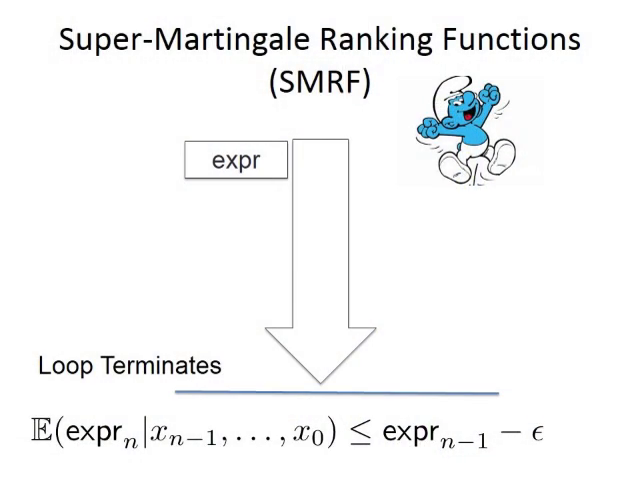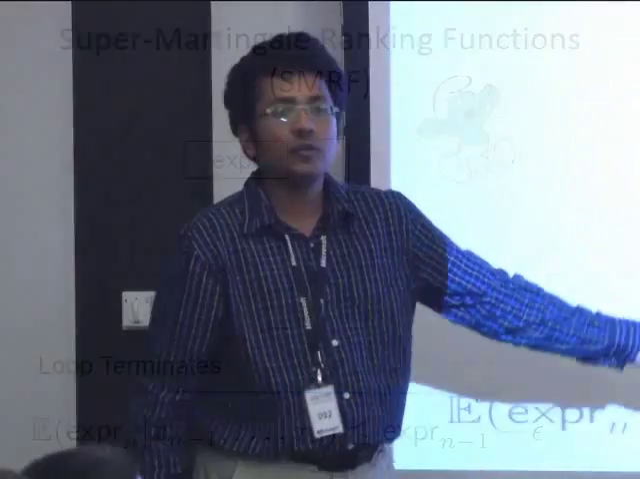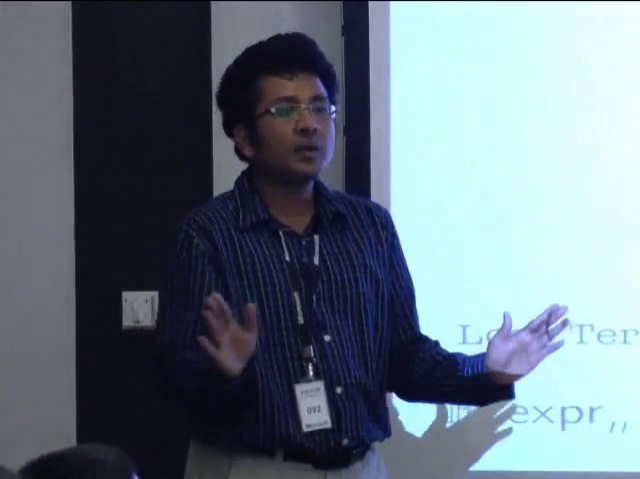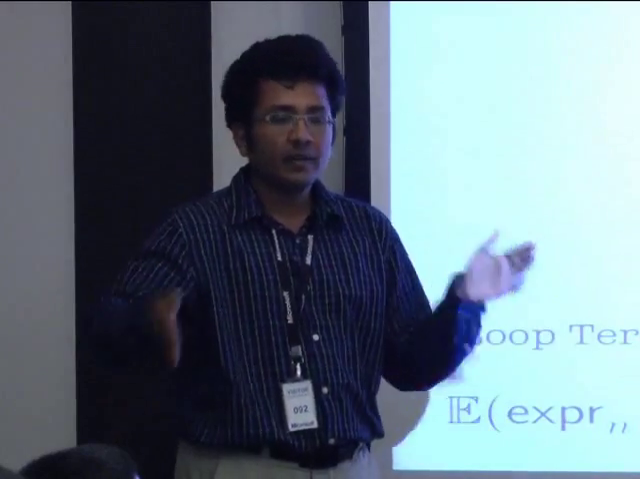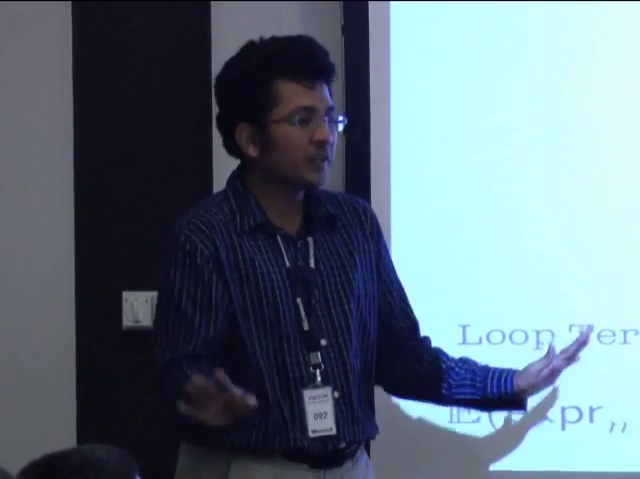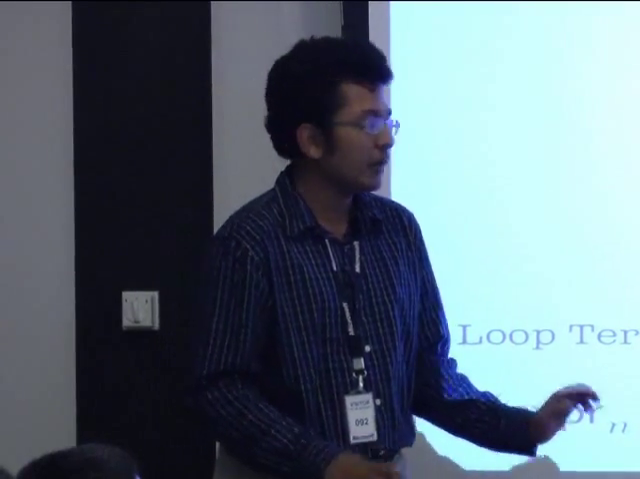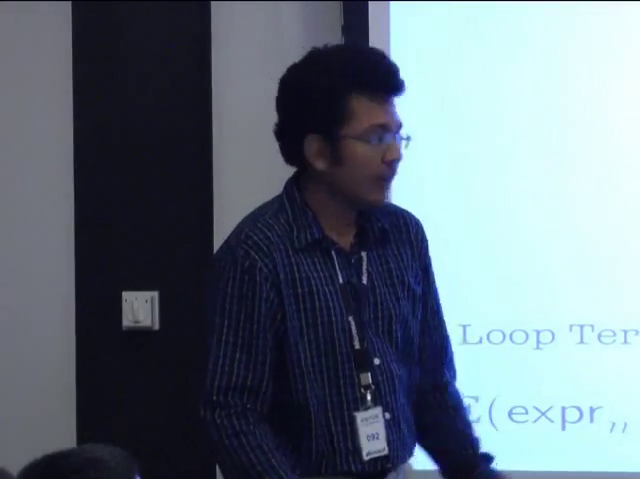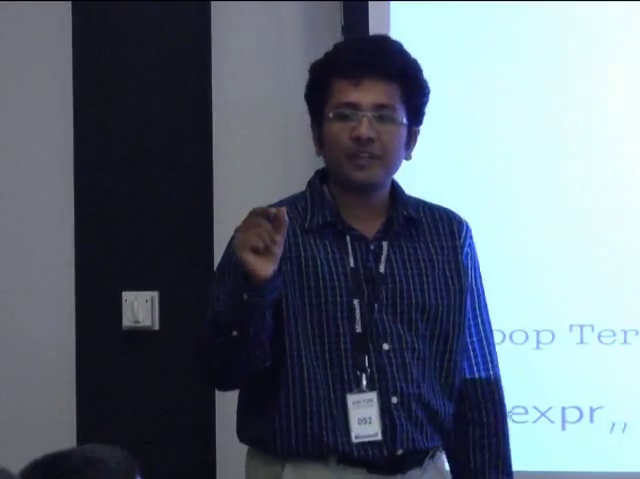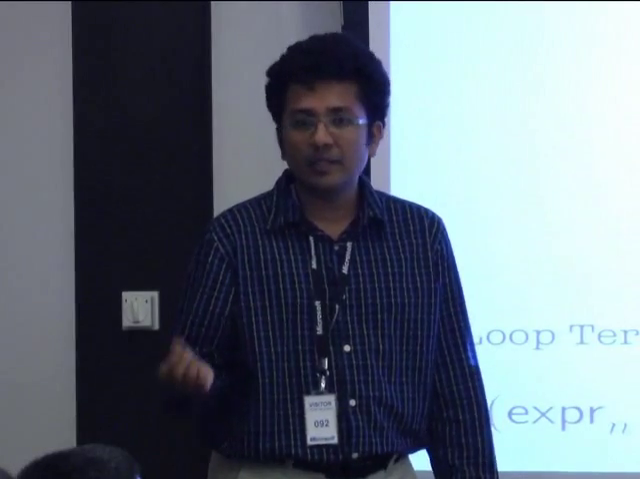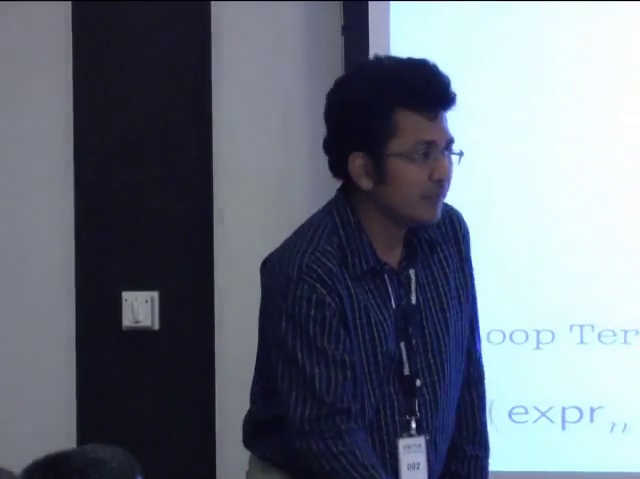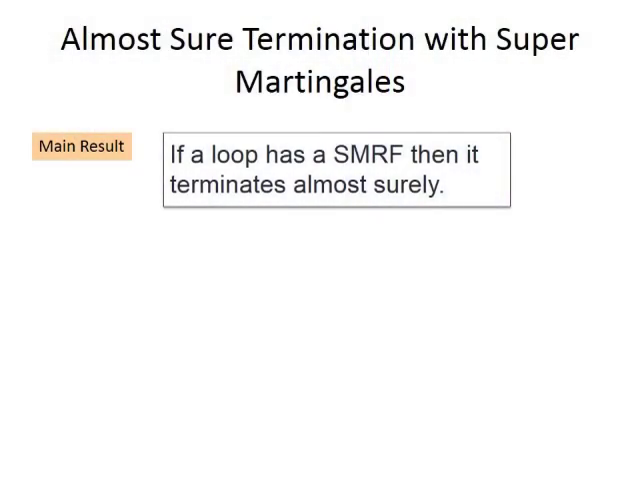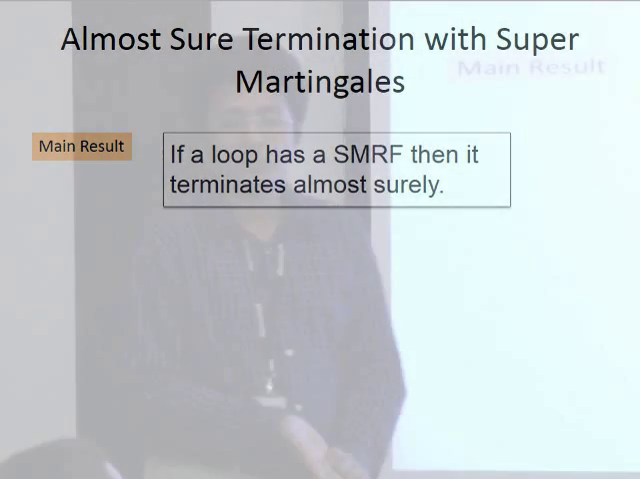So the other thing is, in expectation, you decrease, and when you hit the end, the loop terminates. But unlike Azuma's inequality, there is no need that the absolute change in the expression is bounded. All those conditions don't matter anymore. Just this condition. Epsilon needs to be a small but fixed constant. It needs to be positive and fixed. That's all we need for epsilon. So the main theorem in our paper is that if a loop has a SMRF, then it terminates almost surely.